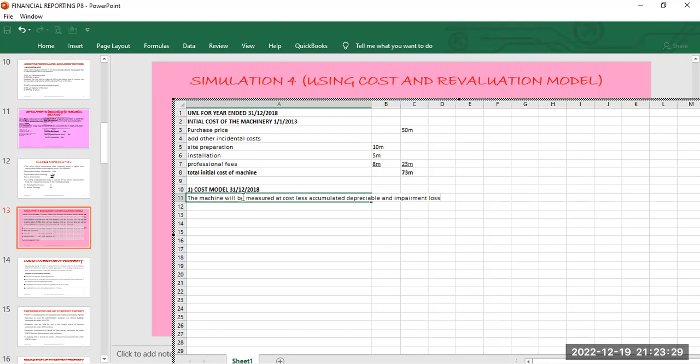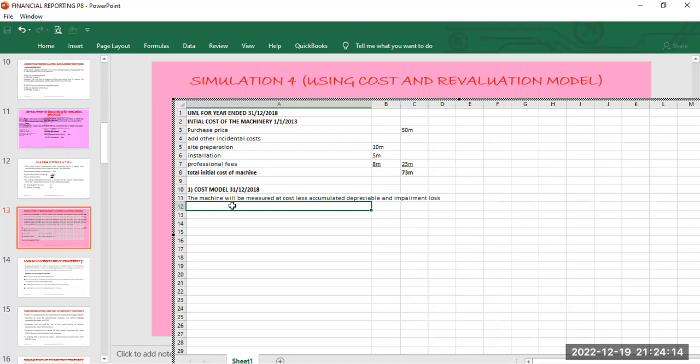Cost model means that the machinery is going to be valued using the cost model. Through the cost model, we are saying that it is the cost minus any accumulated depreciation and accumulated impairment losses that the asset has suffered up to the point when the reporting is done. So you can write something small like that. It will give someone a background of what you're doing, even if the person may not have an accounting background.